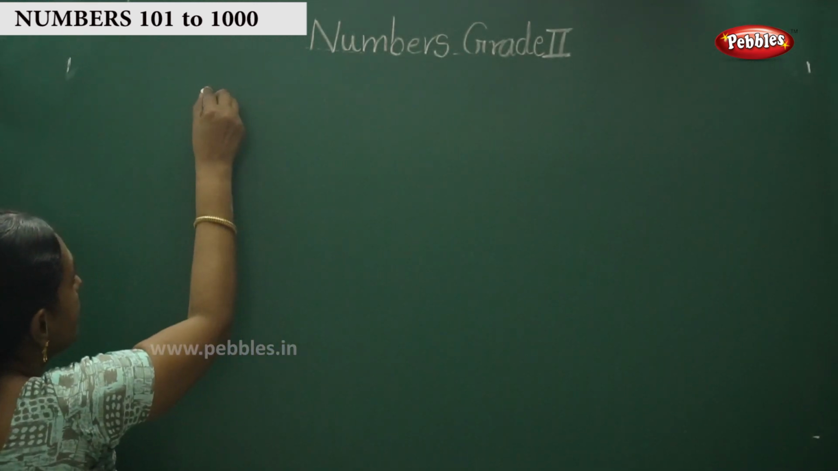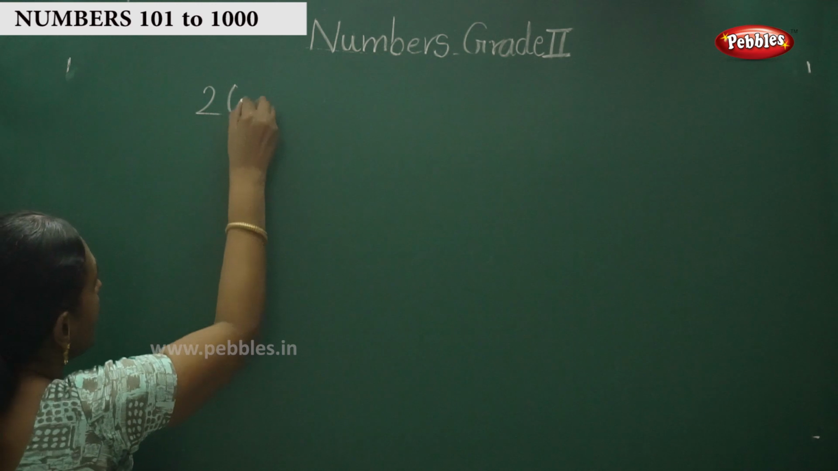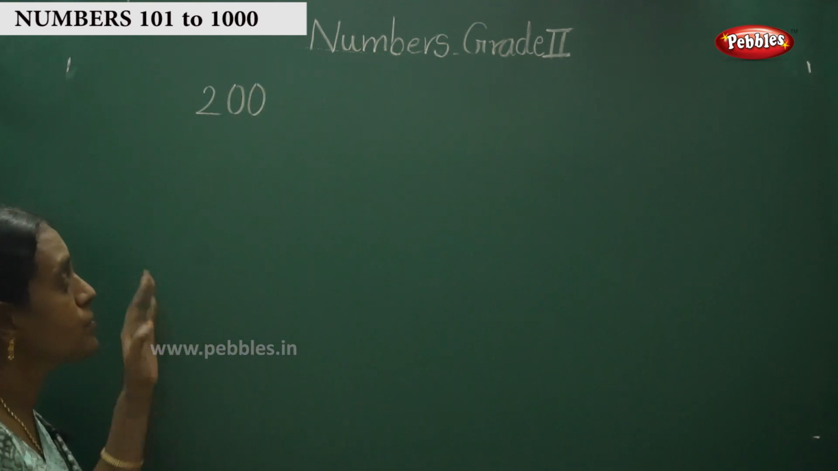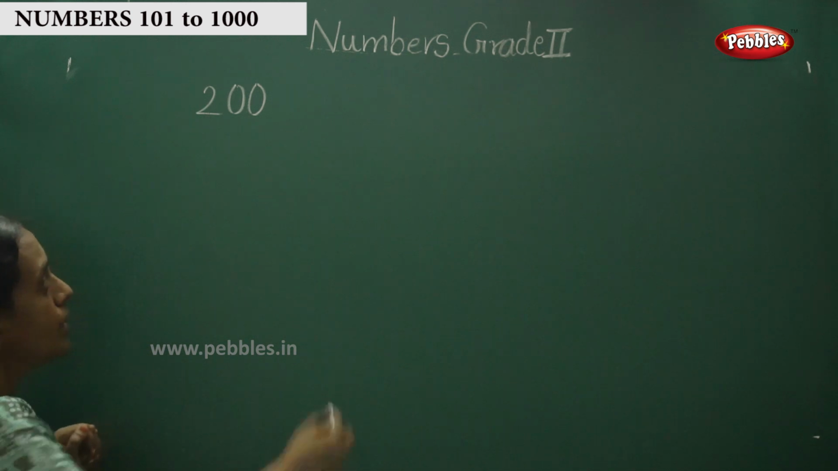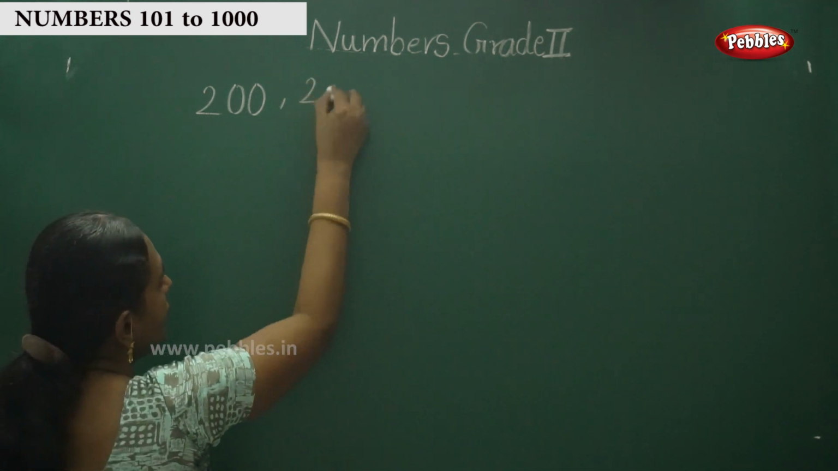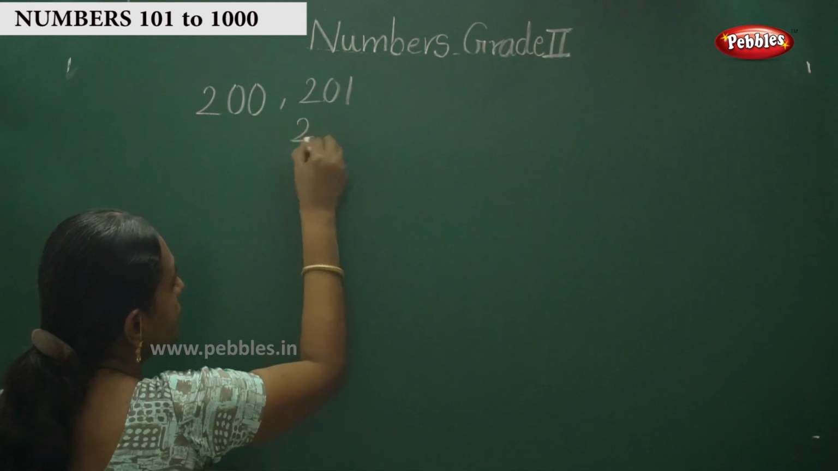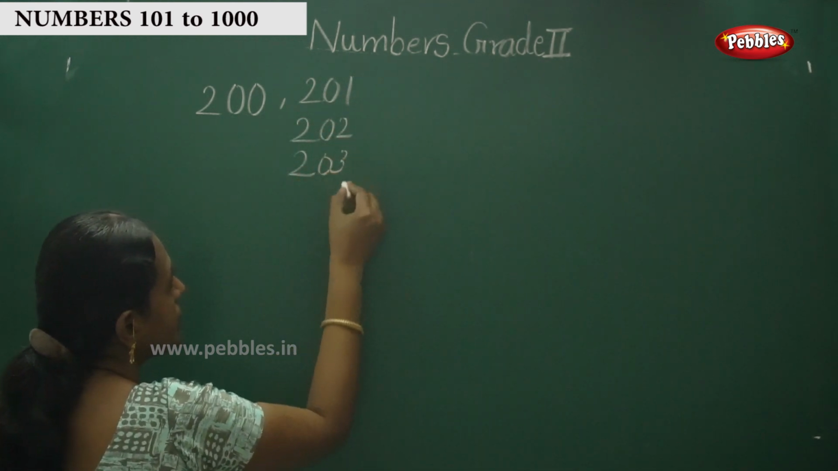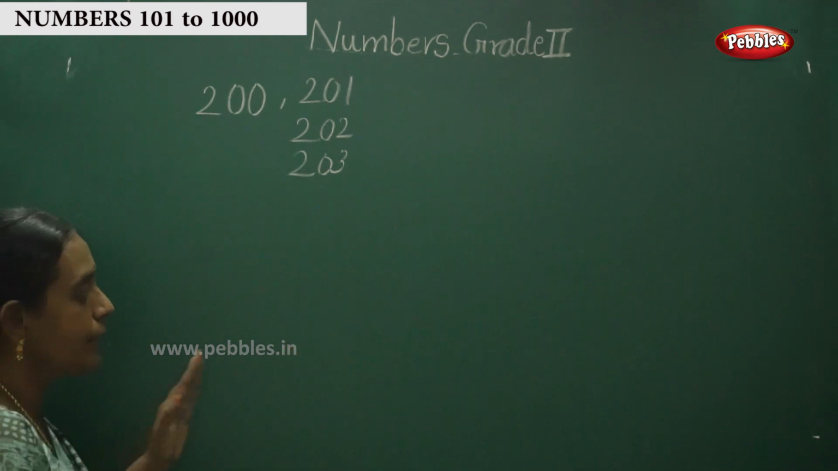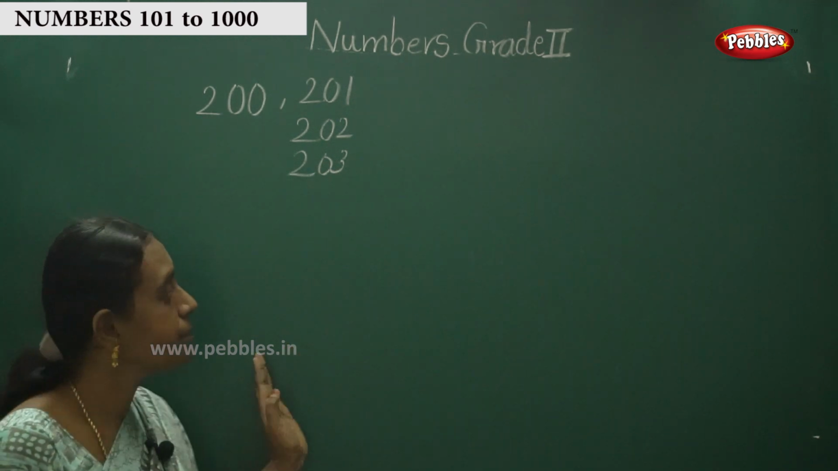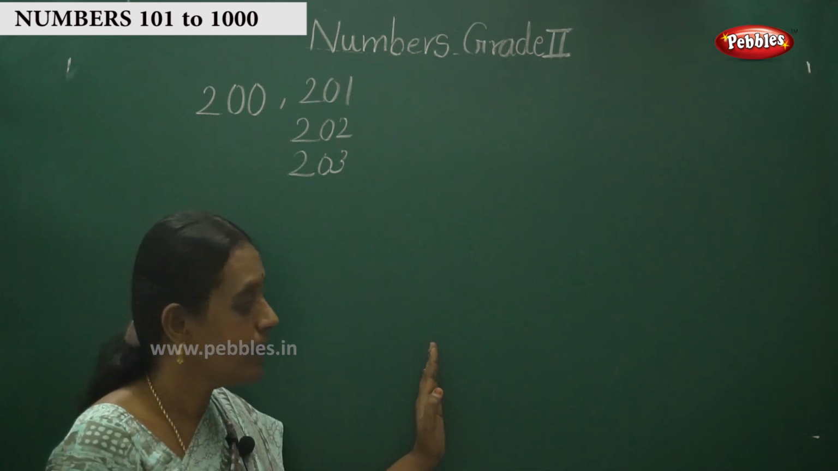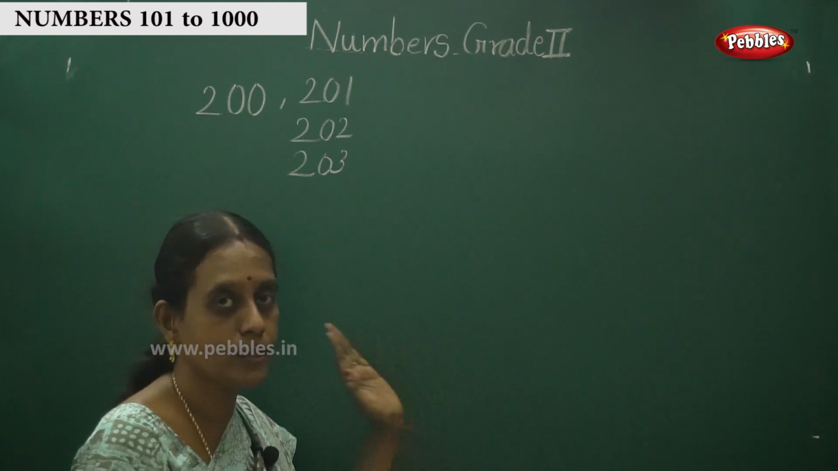Listen here, we have already completed 200. Like the way you have to follow this number 200, how to write next: 201, 202, 203. So the same way you have to complete 210 first, and 220, and 230, 240, like the way.